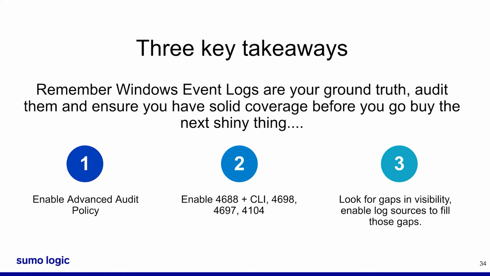Next, enable your advanced audit policy. Obviously, the four event IDs that we have talked about today. And then the next thing is look for gaps in your visibility. Enable the log sources to fill those gaps. You may not need all four of these. You may have something that covers one of them extremely well. Well, maybe then audit the other three that are out there.